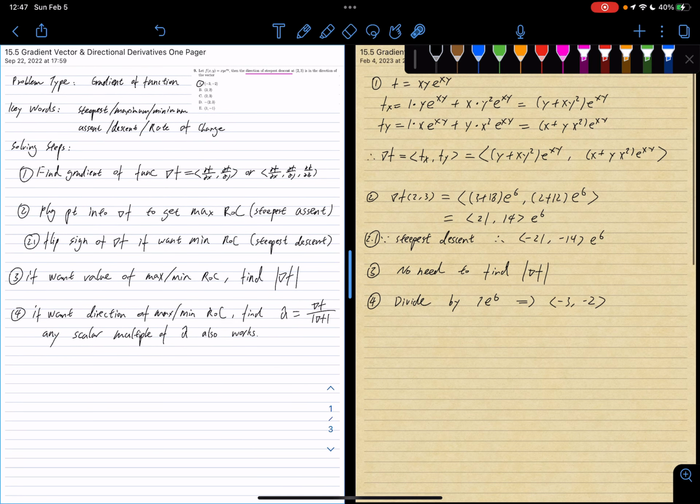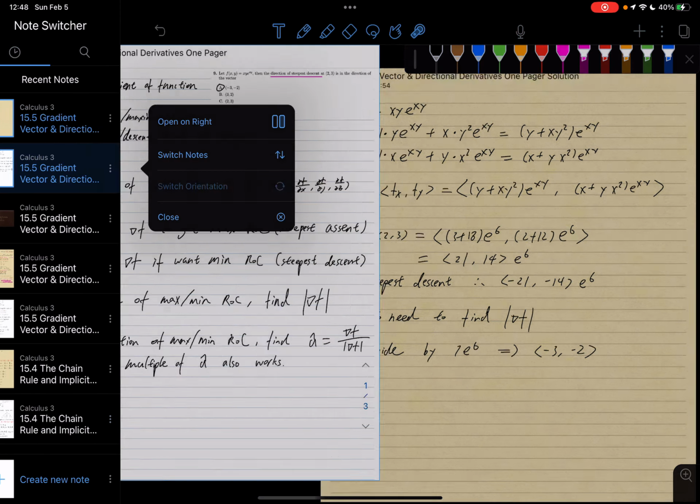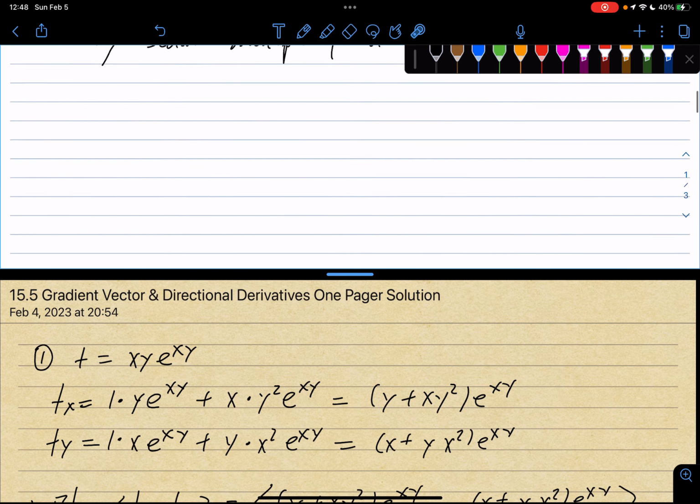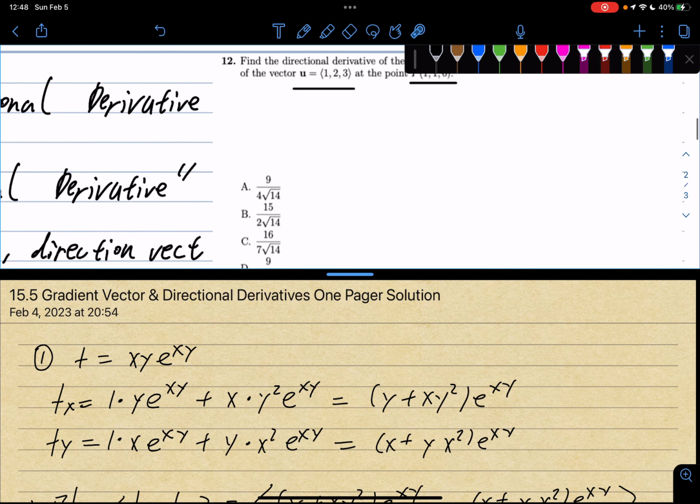Just find the gradient, plug the values in, and then we can adapt to whatever the question is asking for based on what we have already learned, such as the magnitude of a vector, unit vector, or scalar multiples. So let's go ahead and tackle the next type of problem.